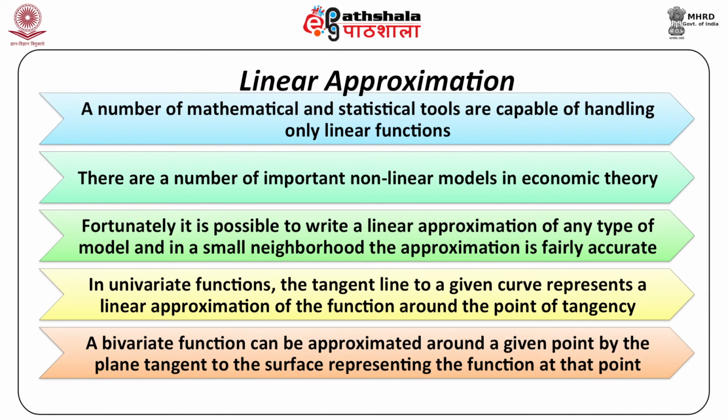Linear approximation. A number of mathematical and statistical tools are capable of handling only linear functions, but there are a number of important non-linear models in economic theory. Fortunately, it is possible to write a linear approximation of any type of model, and in a small neighborhood, the approximation is fairly accurate. Univariate function, the tangent line to a given curve, represents linear approximation of the function around the point of tangency. Similarly, a bivariate function can be approximated around a given point by the plane tangent to the surface representing the function at that point. The concept can be generalized to higher dimensions, although the geometrical representation will not be possible or meaningful.